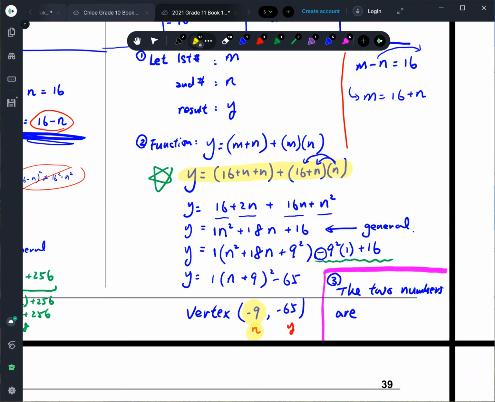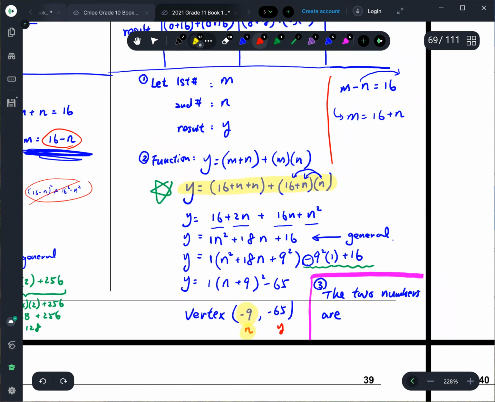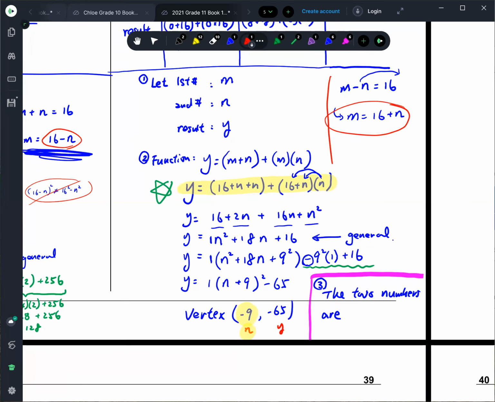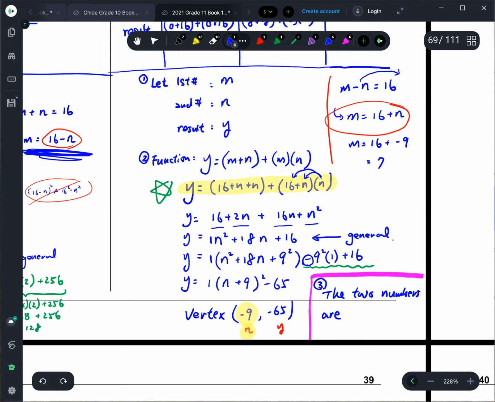How do you get the first number then? Do you know how to get the first number? 16 plus -9. Yes, okay. You have to look at the side, right? Because the m has to be 16 plus n. So what's that? That would be 7. Okay, 16 plus -9 will give you 7. So the two numbers are -9 and 7.